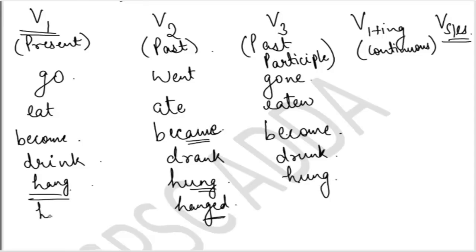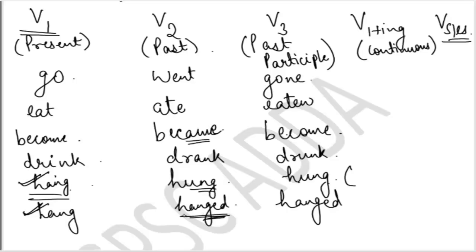Again, you are right that there is a word hanged. V2 and V3 forms of hang can be hanged and hanged. But there is a difference between this hang and that hang. What is the difference? Hang, hung, and hung means to hang something. In Hindi, किसी भी चीज को आप लटका रहे हो, that is called hang. So to hang something is hang, hung, and hung.